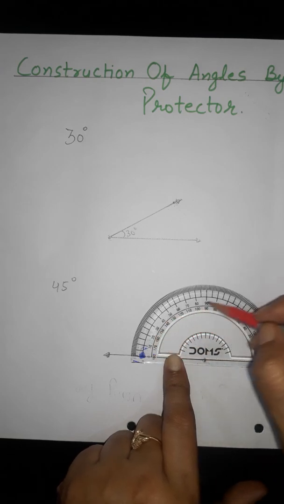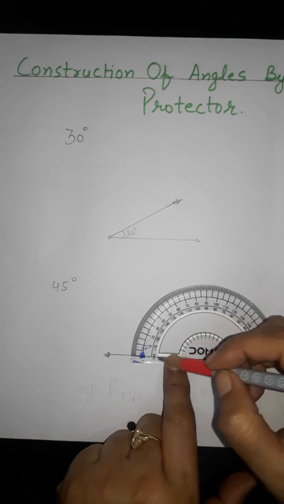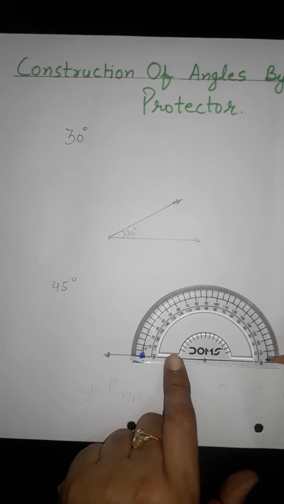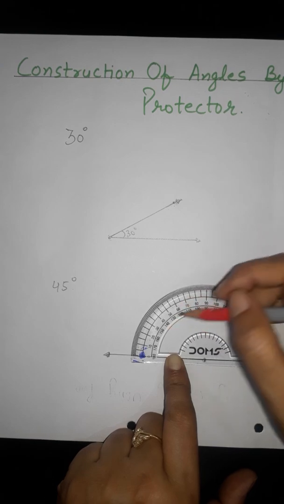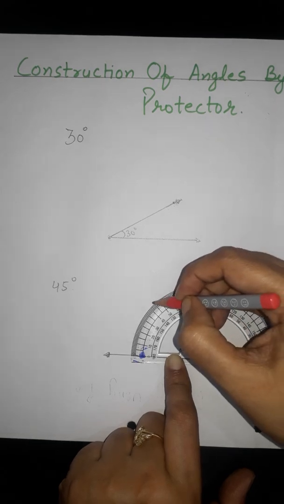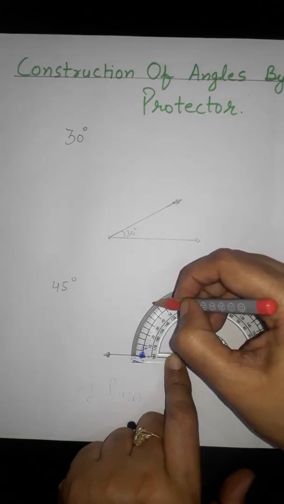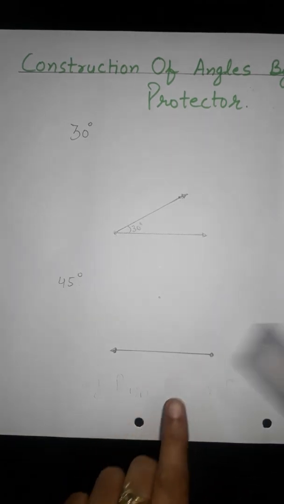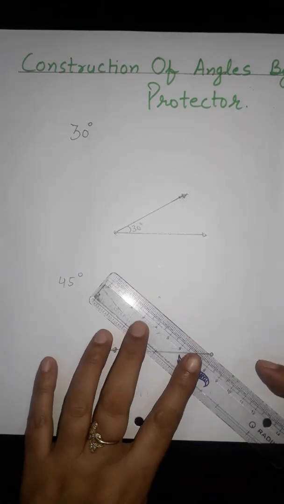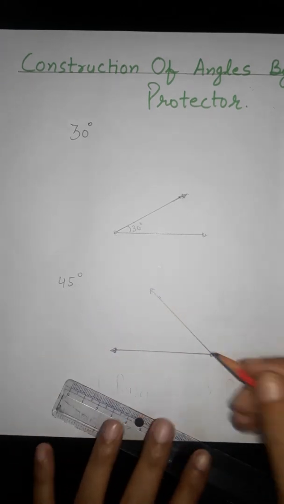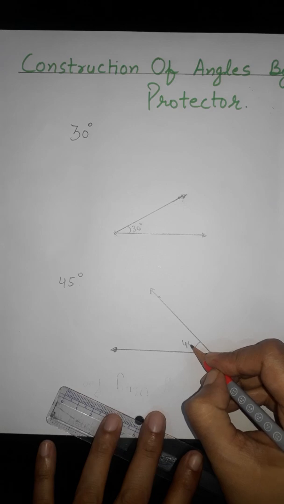And now there is no point marked 45 degree, because the scale is written as 0, 10, 20, 30, 40, 50, 60, 70 and so on up to 180 degree. So to construct 45 degree, we have to go between 40 and 50. 45 degree lies between 40 and 50. So we will mark against 45 degree. Now this is the point of 45 degree. Join this point with the end point of the ray. So this is the required angle, that is 45 degree.